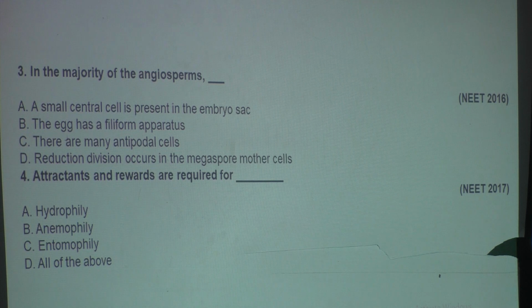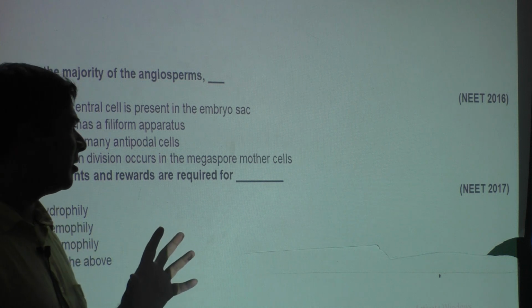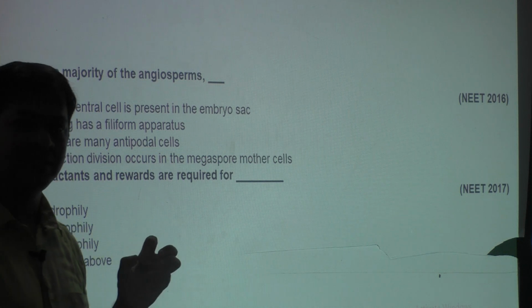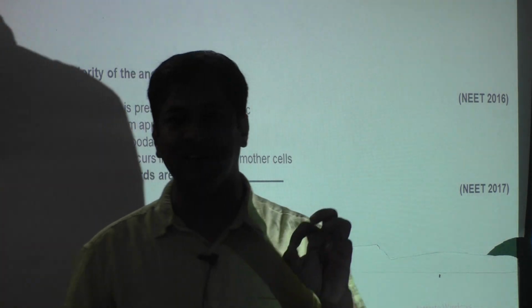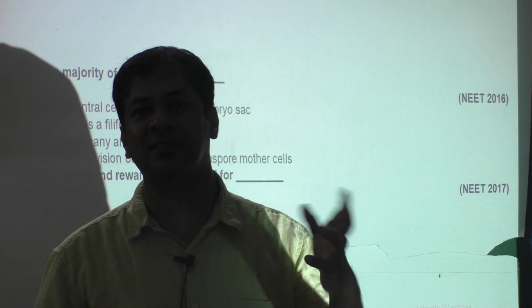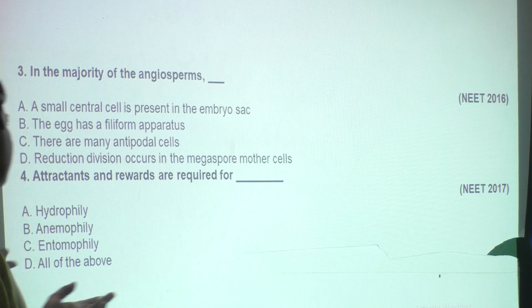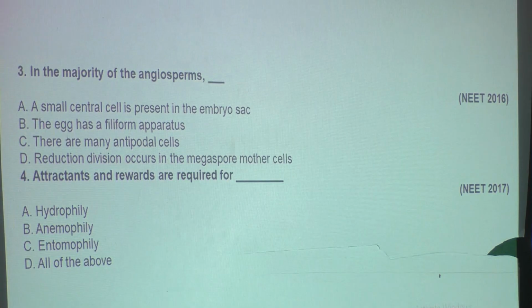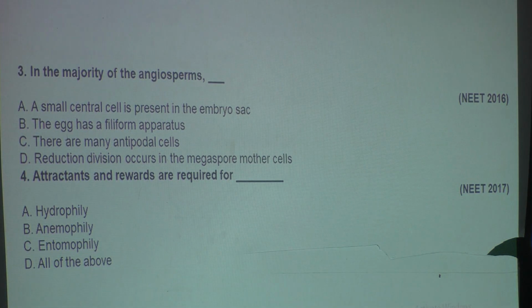Okay, fourth question. Attractants and rewards are required for. This is for pollination in flowers. Some flowers will be colorful. They attract insects. And when insects visit these flowers, the flower gives some prizes or rewards. Okay, what are those? So, attractants and rewards are required for.